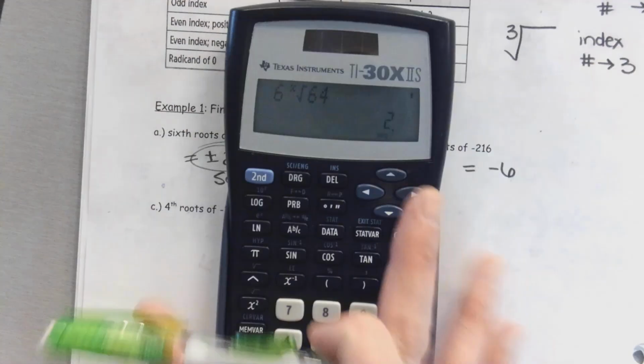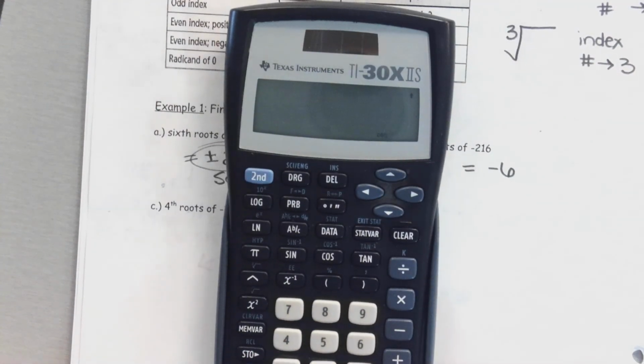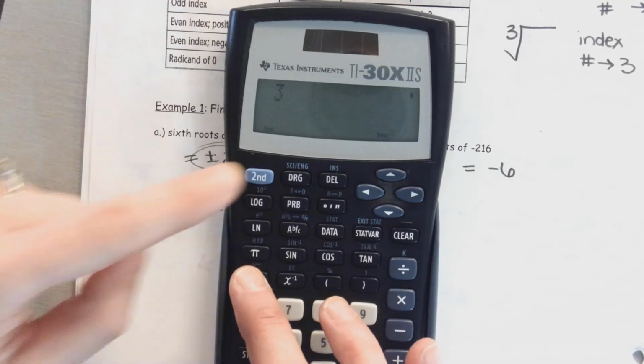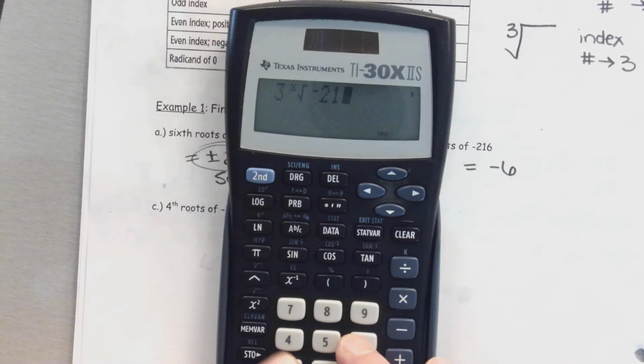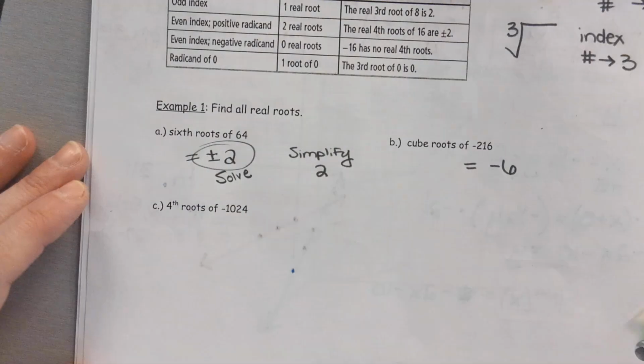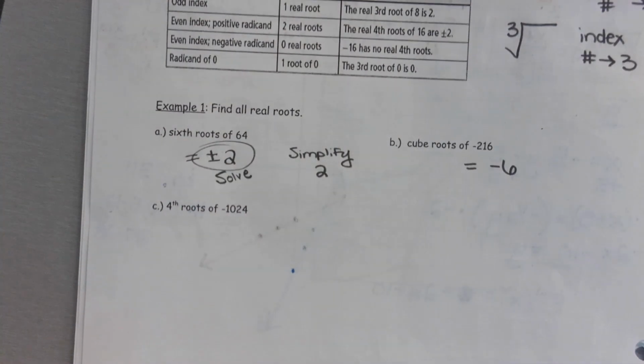Again, if I'm on this calculator, I'm going to clear it. I would type in 3, 2nd caret, negative 216, and I would get negative 6. Okay, next one, try typing it in without me and tell me what you get.